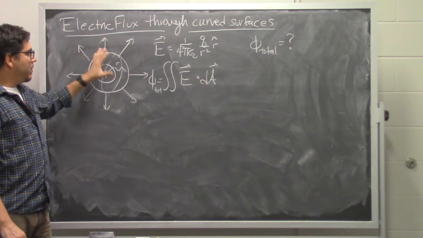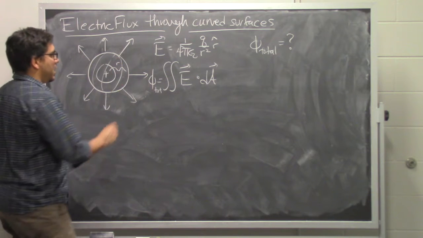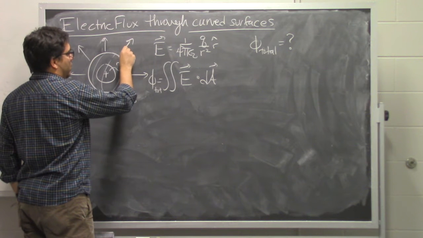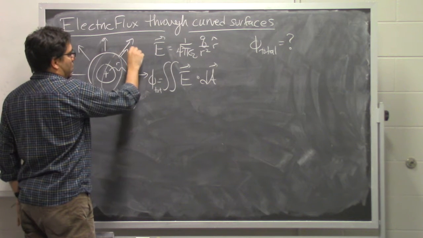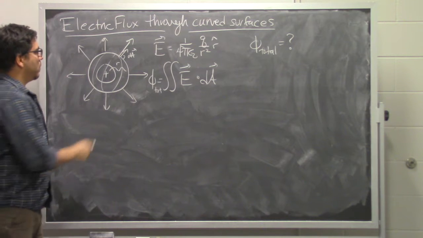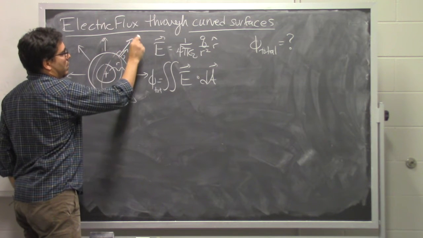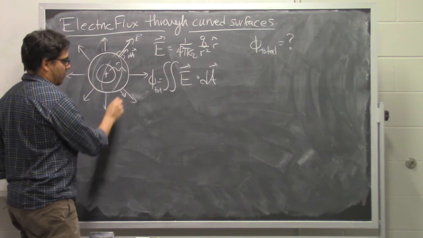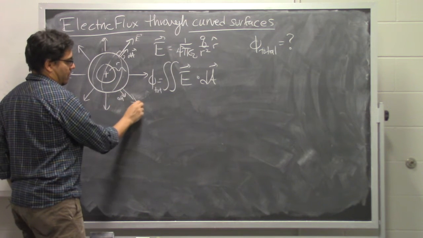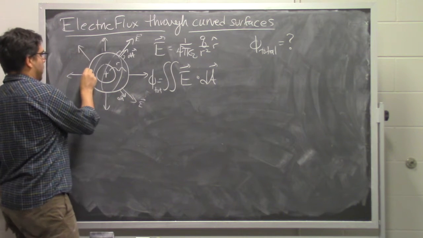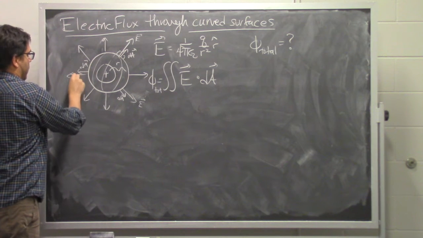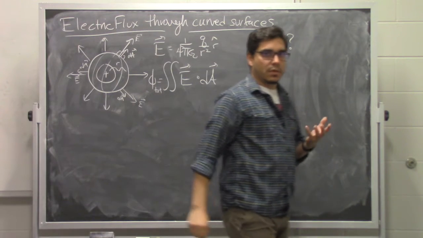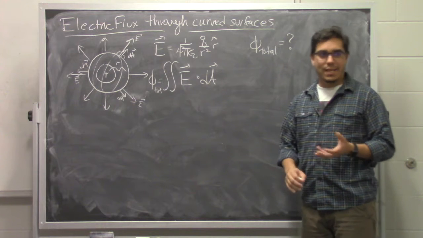Now with this spherical surface we have dA vectors that point perpendicular to the surface everywhere. If I draw one really close to this guy, it's perpendicular to the surface, and the electric field vector is also perpendicular to the surface. They both point radially outward. If I look at some other location, that dA vector also points radially outward. If I look over here, that dA vector also points radially outward. So everywhere that we have electric field drawn, the little dA vectors point radially outward.